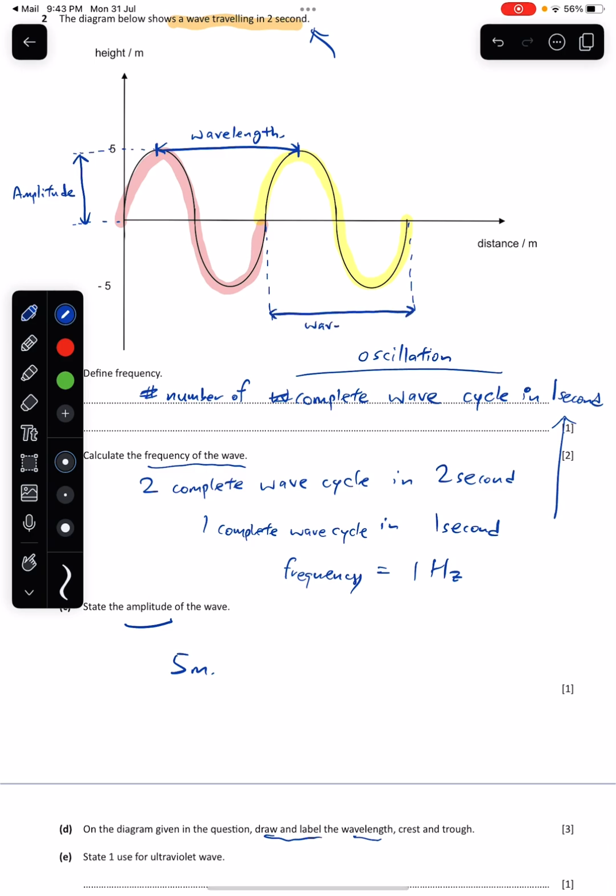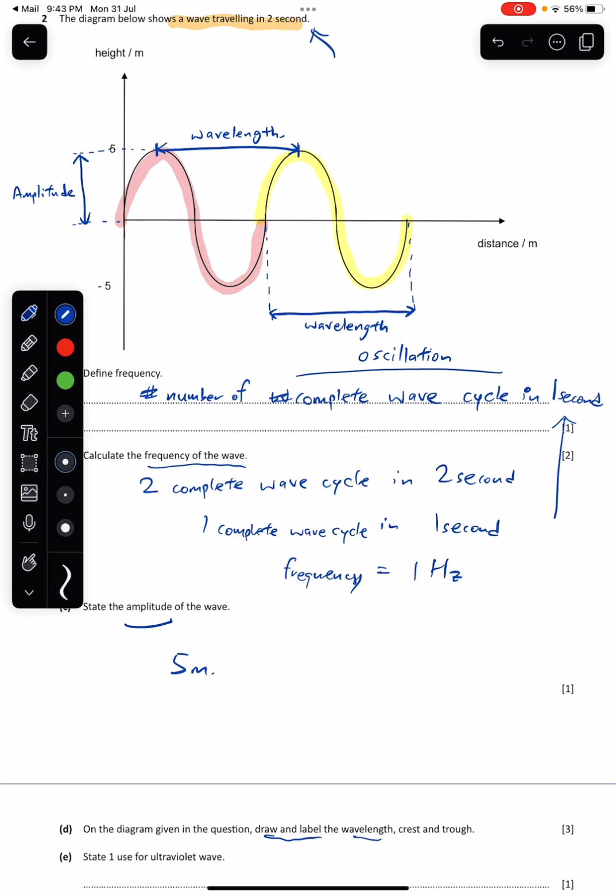So in order to know what is wavelength, you need to know what is one complete wave. So let's say you start from the origin, the middle point, you must go up, then come down to the middle point, go down and go back to the middle point. One up, one down, one crest, one trough.